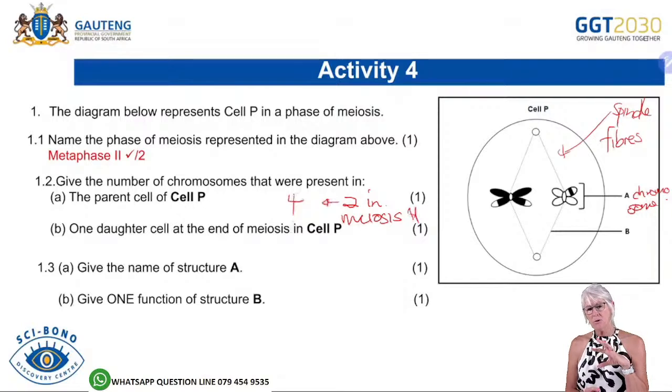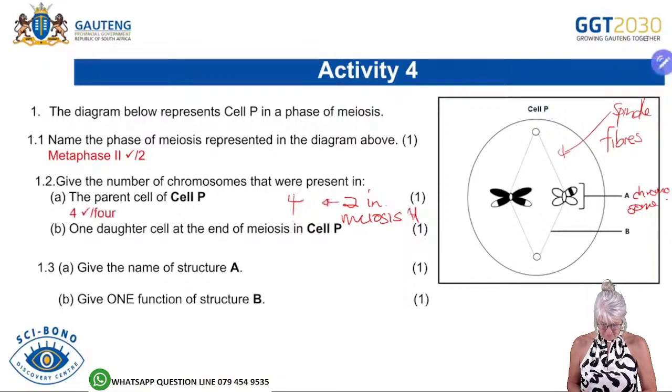So if they ask you about in meiosis 1, doesn't matter which phase, and you count the number of chromosomes and there are 4, then you know in meiosis 2 at the end you're going to end up with 2, because that is the purpose of meiosis. It's to reduce half the number of chromosomes. Okay. Alright, so let's see if we are correct. Alright, so there would be 4. Then they say how many chromosomes would be present in one daughter cell at the end of meiosis.